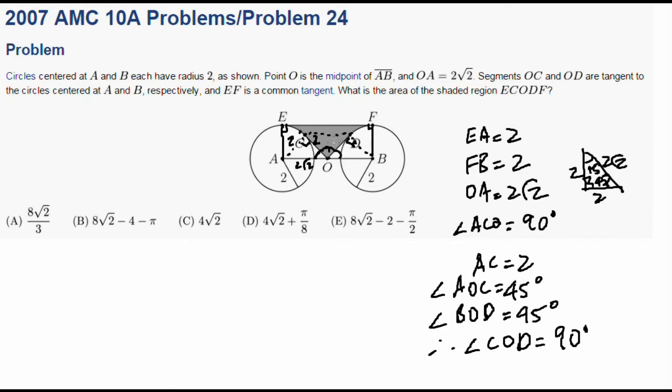That means DO is also 2. And since this is 90 degrees, COD is 90 degrees. This top leg, CD, I can't write it up there because there's no room. CD equals 2 root 2, because CO is 2, DO is 2, and this is a right angle.